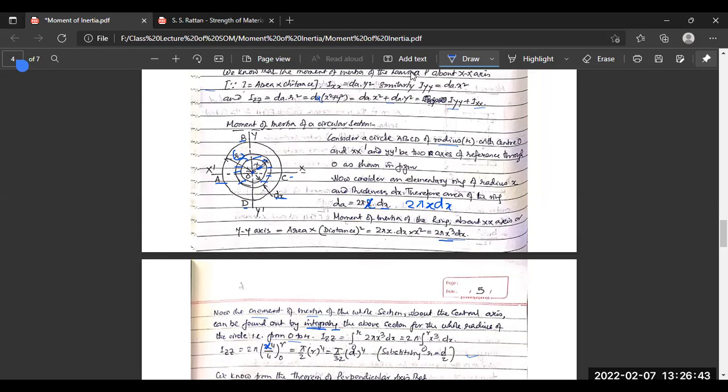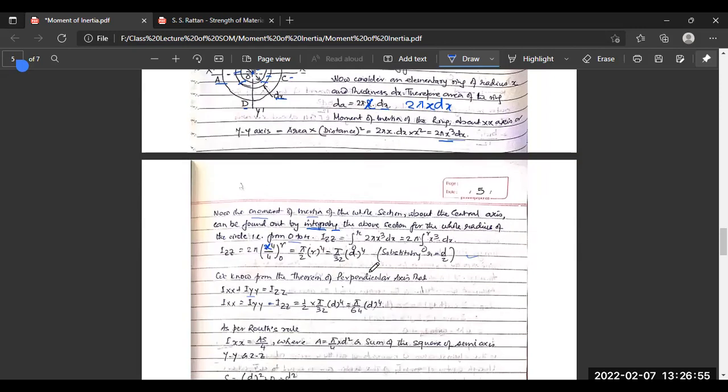If we convert it into the diameter, substituting r equal to d by 2, the moment of inertia of a circle is equal to pi by 32 into d to the power 4.